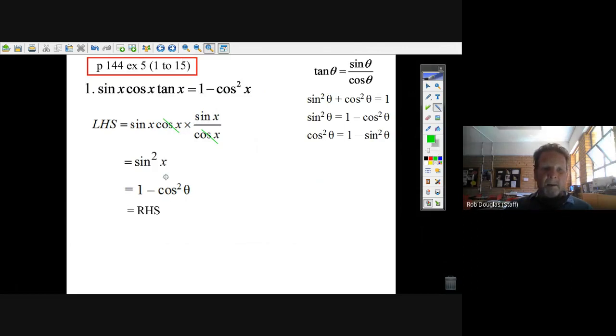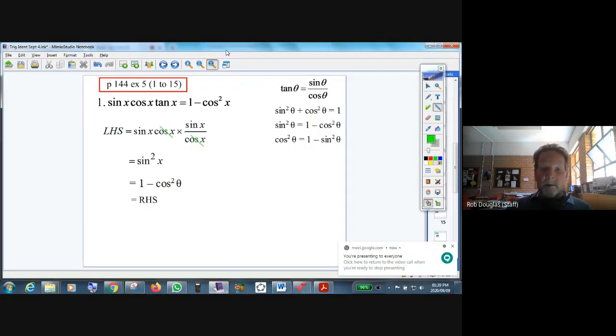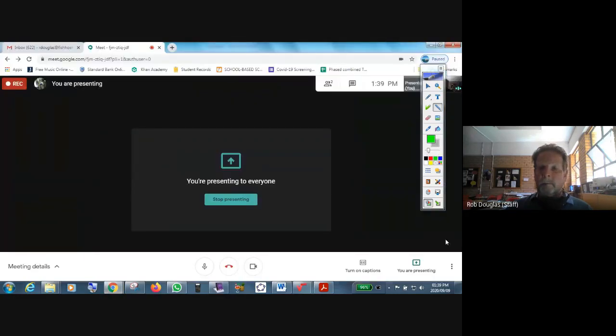So you keep working the left-hand side until you can get it to look like the right-hand side, and you write it down just in this form. Okay, well, that's it for now. We'll try some other identities in a bit.